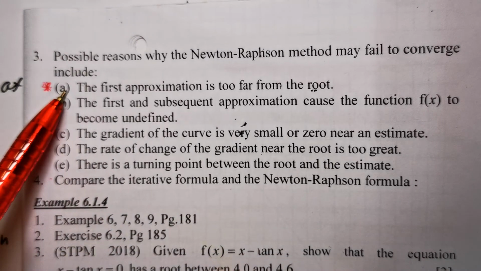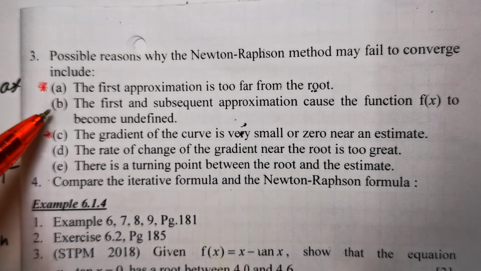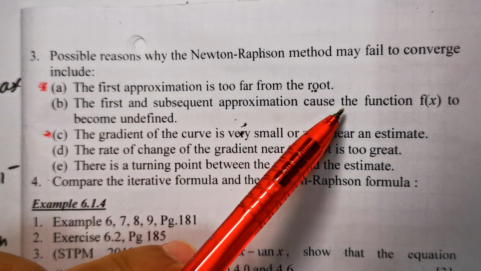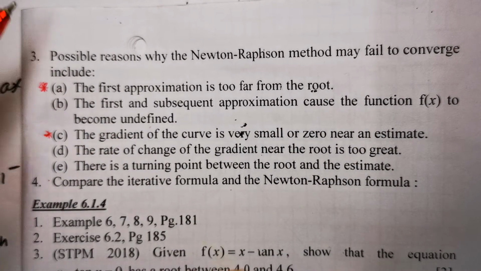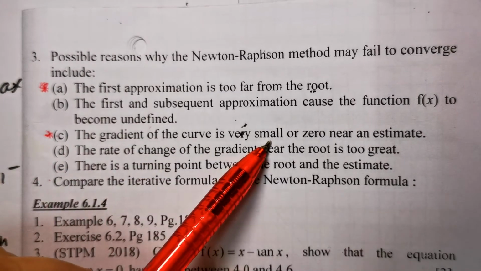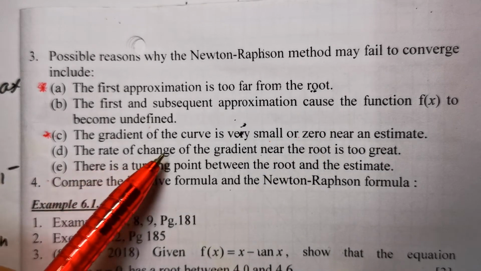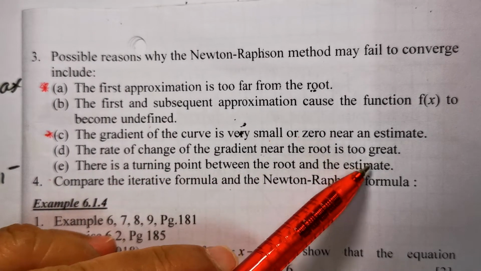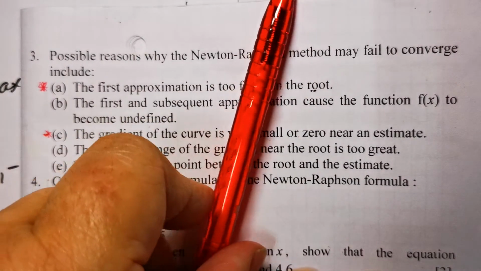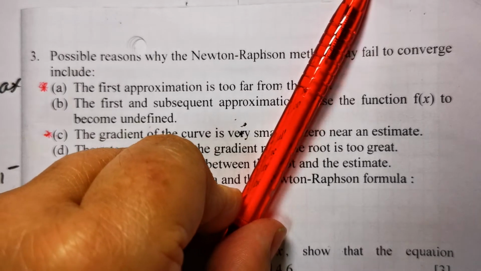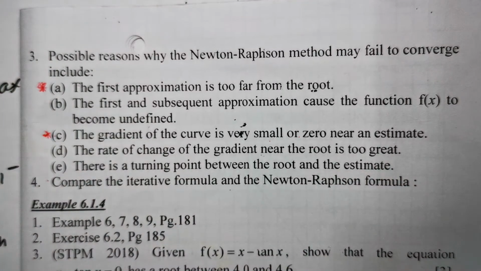A, as we said just now, the first approximation is too far from the root. B, the first and subsequent approximations cause the function to become undefined, meaning you get 1 over 0 or something like that. C, the gradient of the curve is very small or 0 near an estimate. D, the rate of change of the gradient near the root is too great. This means the gradient changes, let's say at the initial point it is like this, then suddenly the next one becomes very horizontal already.